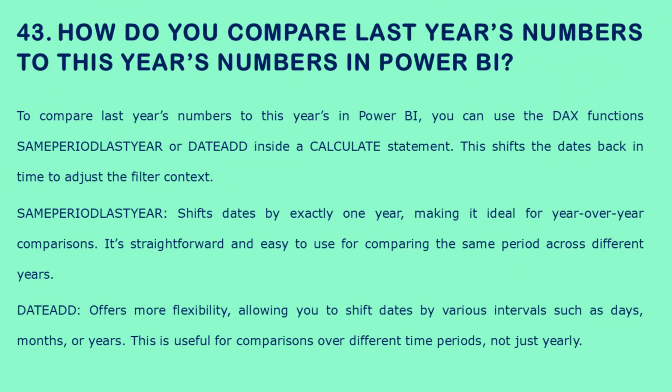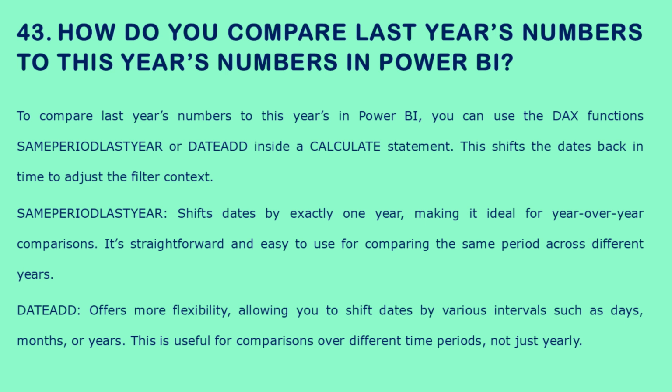How do you compare last year's numbers to this year's numbers in Power BI? To compare last year's numbers to this year's in Power BI, you can use the DAX function same period last year or dateadd inside a calculate statement. This shifts the dates back in time to adjust the filter context. Same period last year shifts dates by exactly 1 year, making it ideal for year-over-year comparisons.